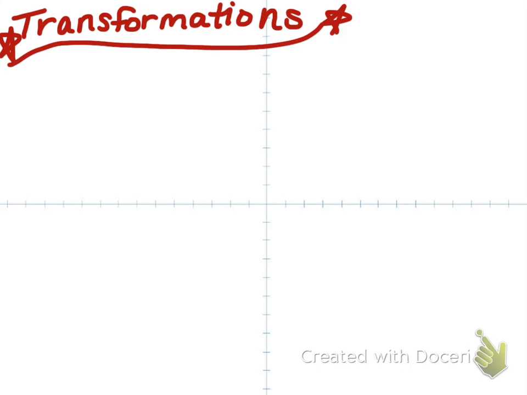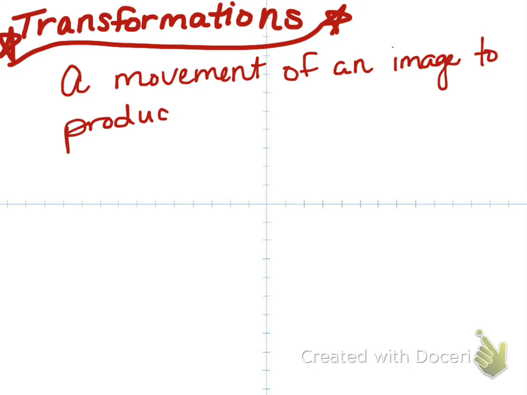The first concept we're going to learn about in this new unit is transformations. A lot of this is probably review for you. A transformation is a movement of an image to produce a new image. The image can be a point, it can be a shape, it could be a line or an angle. It doesn't really matter. It could be any of those things.